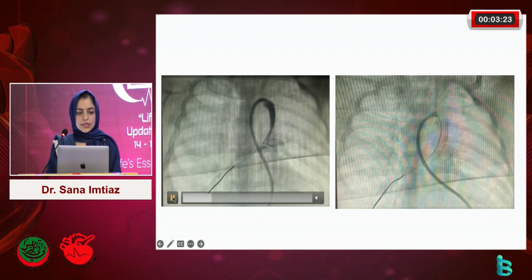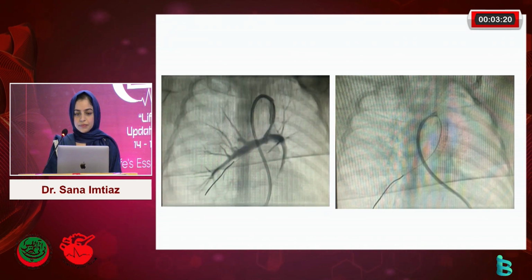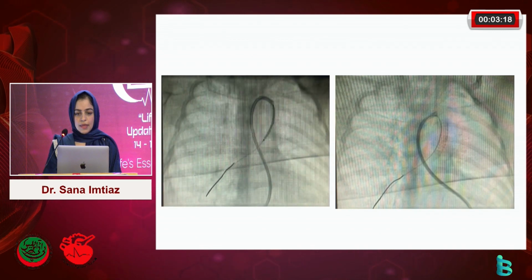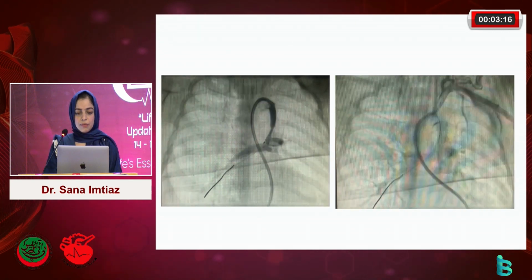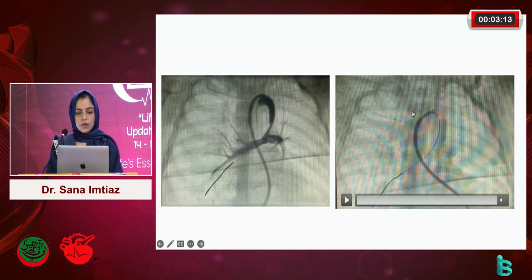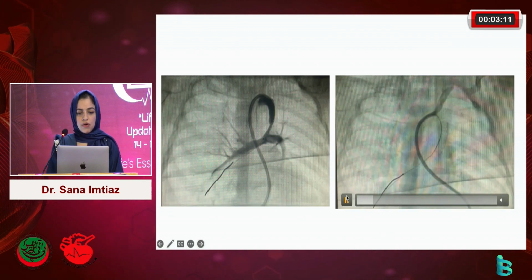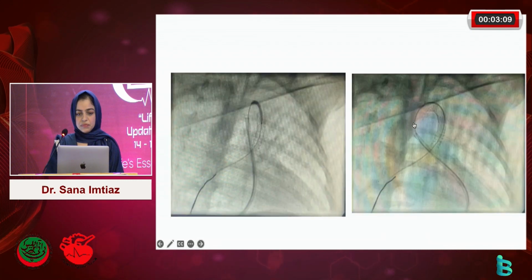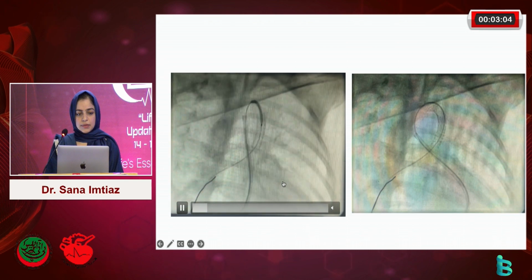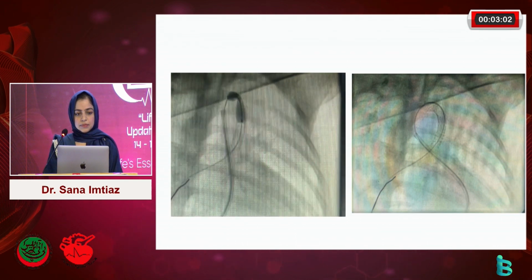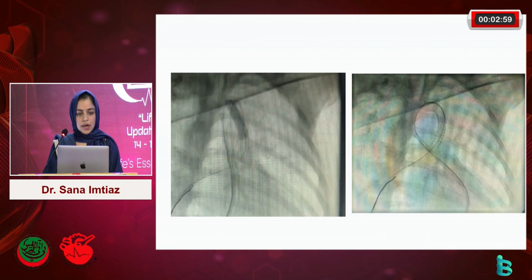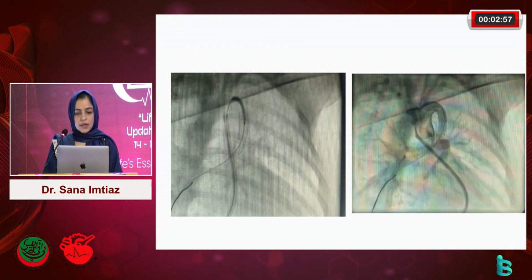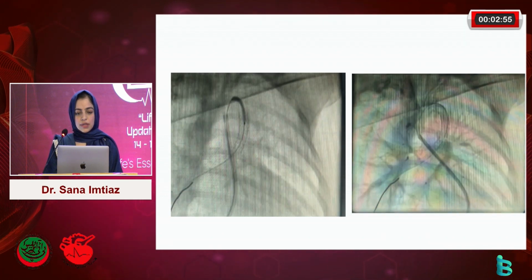Here you can see the first stent deployment. After deployment of the first stent, we observed a proximal uncovered part of the PDA, so we decided on a second stent deployment. After deployment of the second stent, this was the final result with good flow to both branch pulmonary arteries, and both of the stents covered the whole length of the PDA.